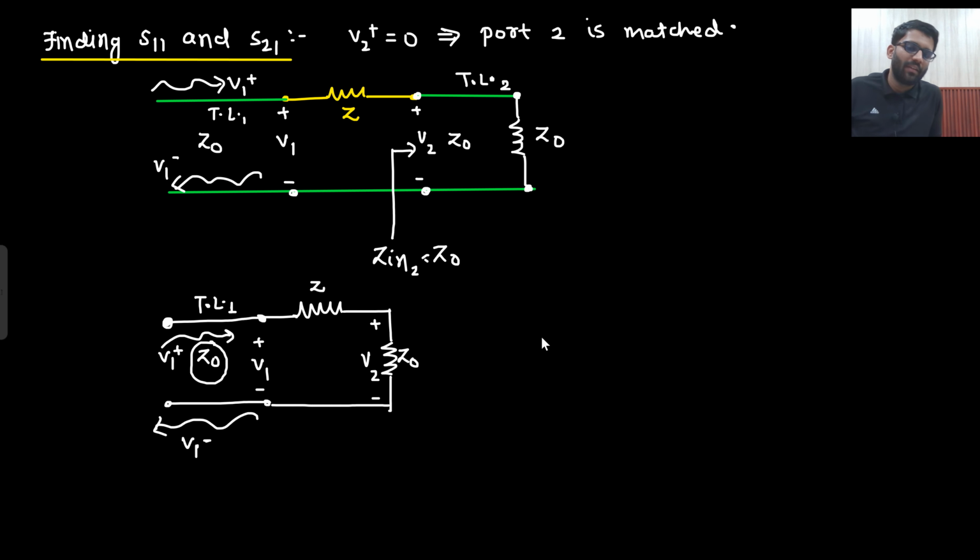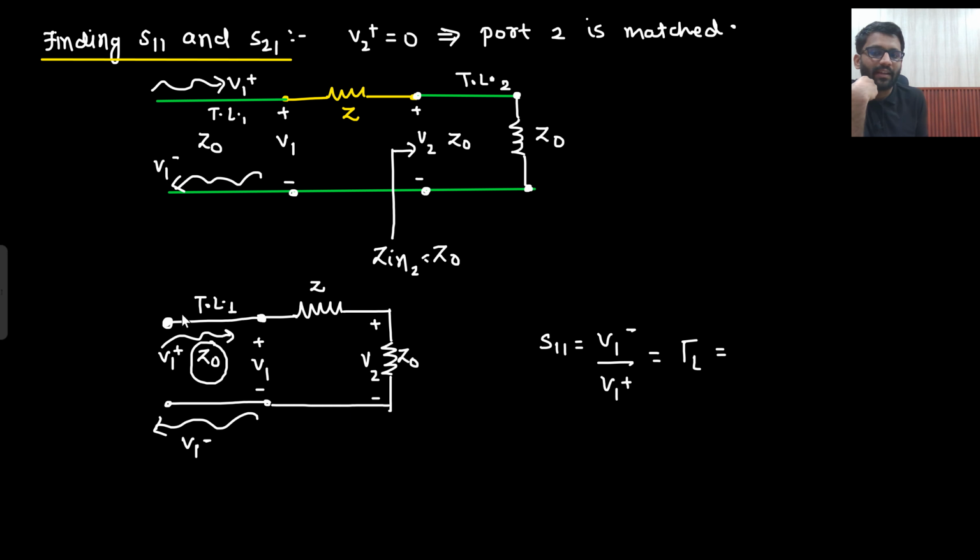What you need to find is my S11. S11 is V1 minus divided by V1 plus. If you remember clearly, V1 minus divided by V1 plus is equal to the reflection coefficient at load. And what do you think my load is here?